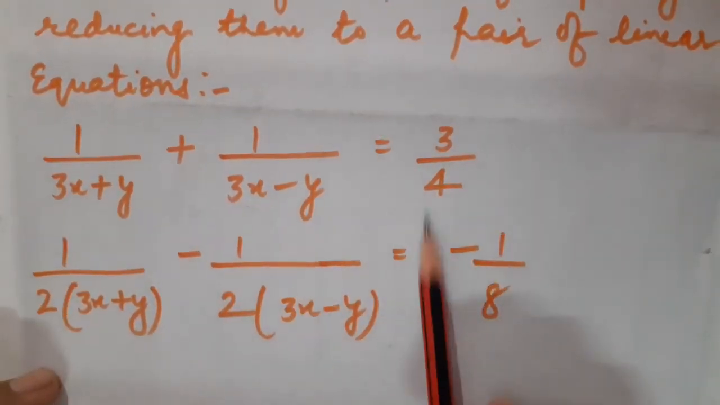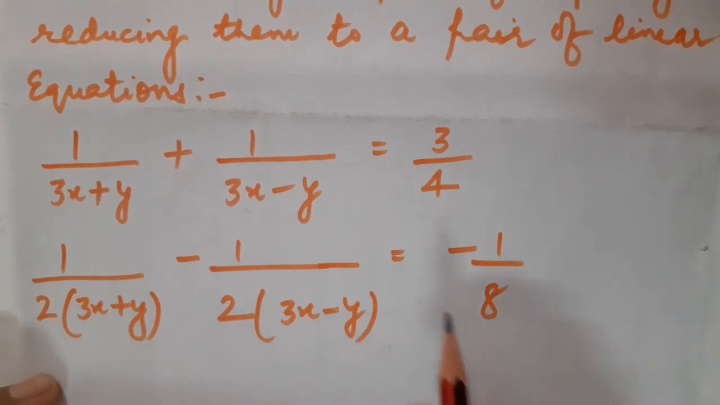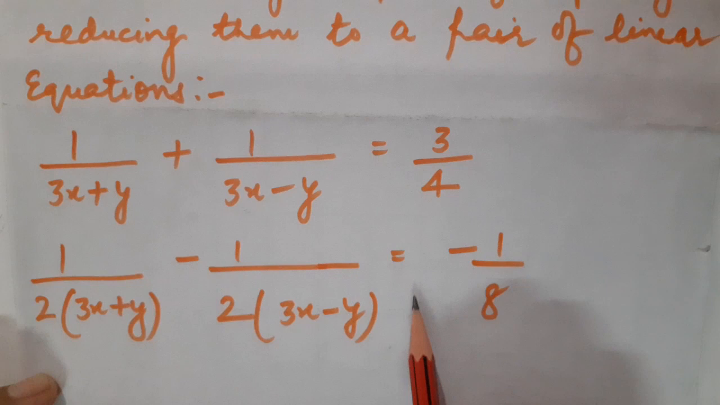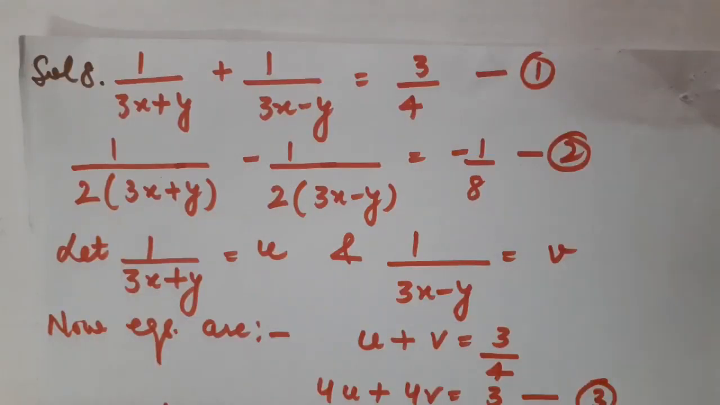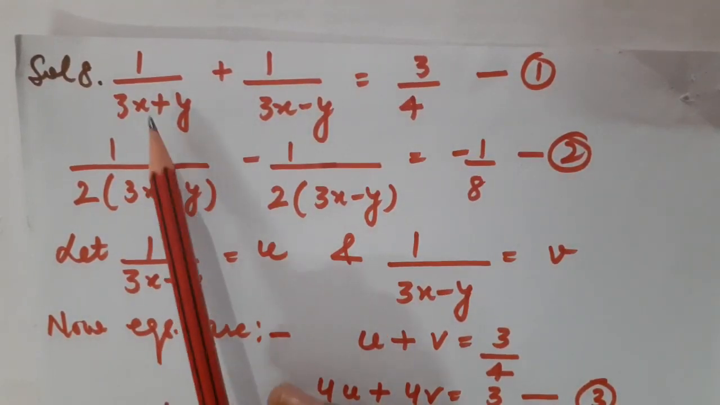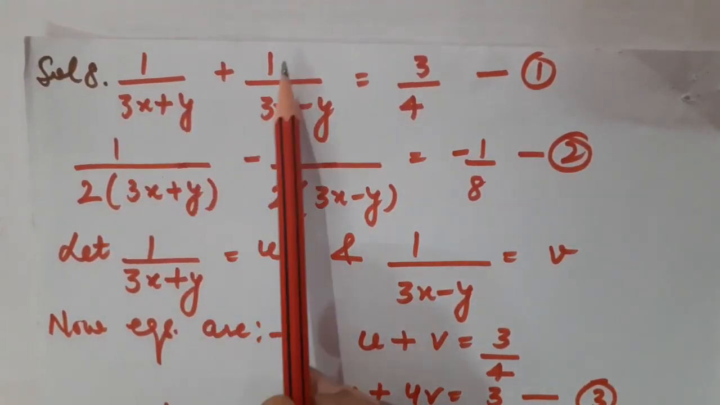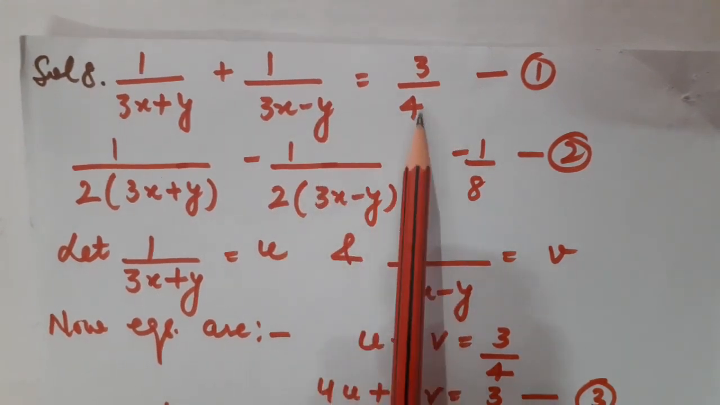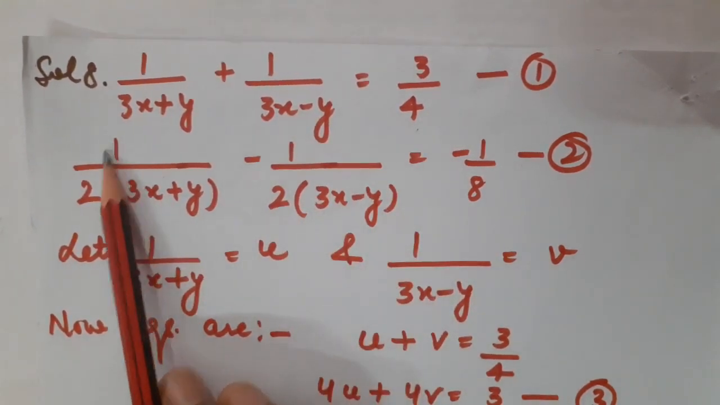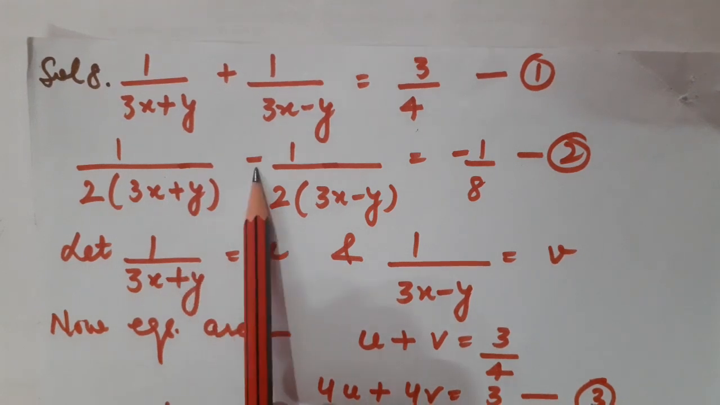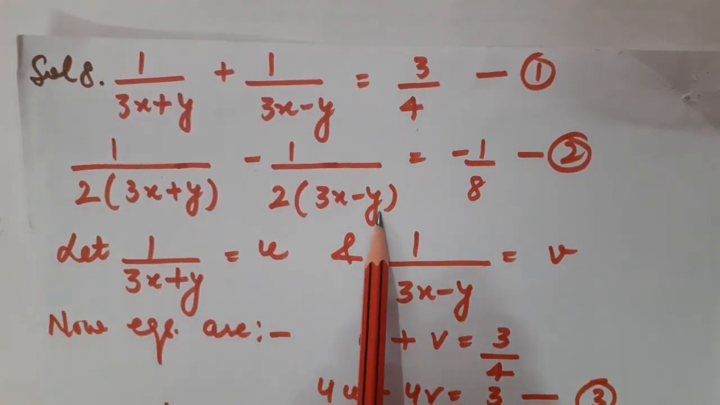You will be having this pair of linear equations given. You have to adopt the method in which you reduce this pair of linear equations to another pair of linear equations, which is actually the generalized form. Now the given equations are 1 upon 3x plus y plus 1 upon 3x minus y is equal to 3 upon 4.